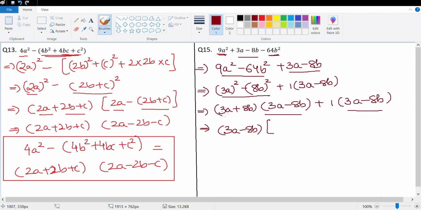If I take it common, what remains is 3a minus 8b. From the first term, what remains is 3a plus 8b. What remains from the second term is 1. So that's the final answer. We will again highlight it.